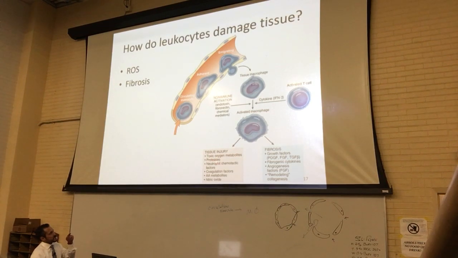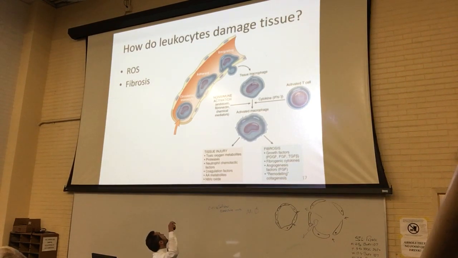Proteases, these are enzymes that digest things. Neutrophil chemotactic factors. So they're going to recruit neutrophils to come out of the bloodstream and into the same tissue. Coagulation factors, other metabolites, all of these things lead to a fibrotic response in the tissue, or trauma or scarring. Fibrosis is another name for it right there.